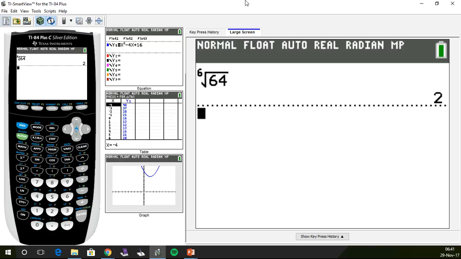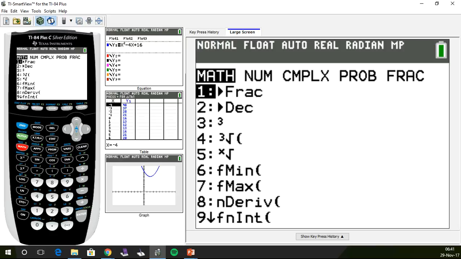Okay, you can see it's already there, but let me show you how to type it in. So if you hit 6, and then we go to the math button, and your calculator could vary a little bit from this one, but you hit 6 and you hit the math button, you'll see the 5th result says x root. We're going to select that, because that basically means that we're going to choose the number for the root, which we already did.